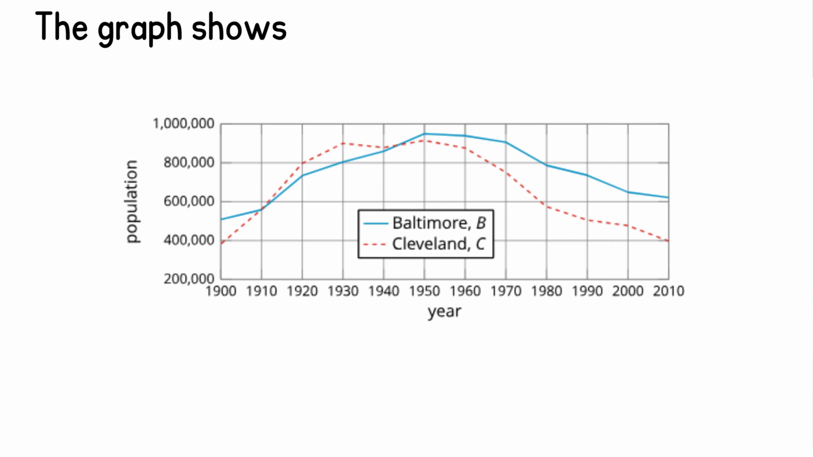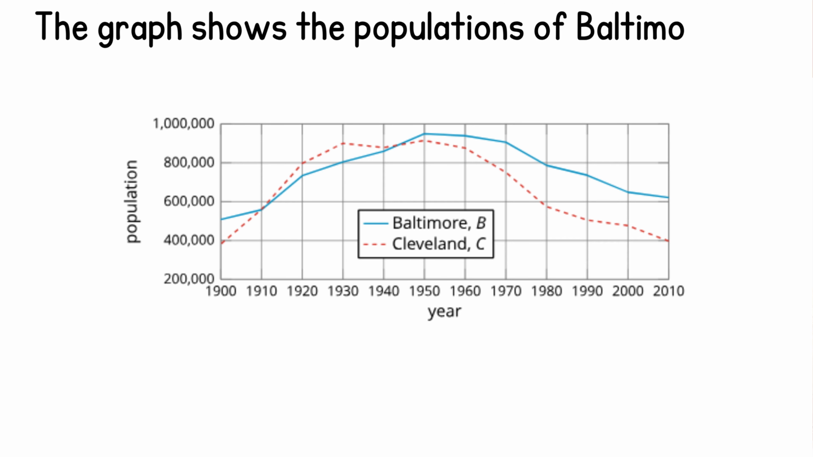Let's start with an example where the graph shows the populations of Baltimore and Cleveland at different years. We can see that our x-axis represents the year and the y-axis represents the population. The solid blue line will show us Baltimore's population, and the dotted red line will show us Cleveland's population. So we're going to look at a few expressions and try to find the value.